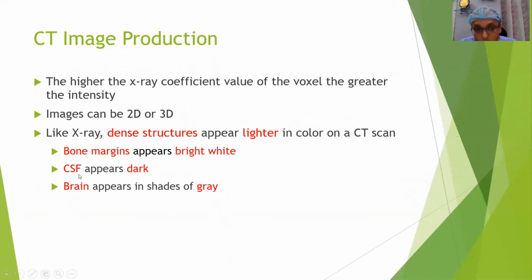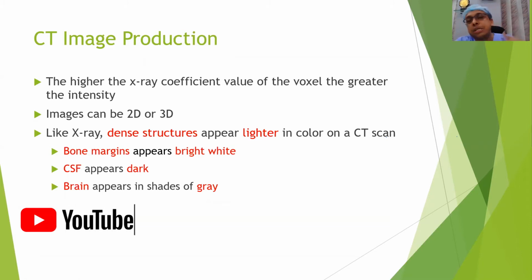CSF, which is essentially fluid, obviously appears darker, and the brain, because it has different densities of tissue within, has shades of gray, with variation depending on what you are looking at. If there is a hematoma, which essentially is solid, that will appear white in color. If there is hemorrhage on the other hand, that is liquid, like CSF is fluid, that will appear darker in color. So depending on what you are looking at in a brain injury, the appearance will again change.